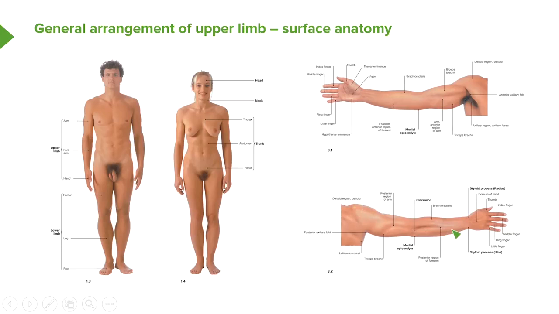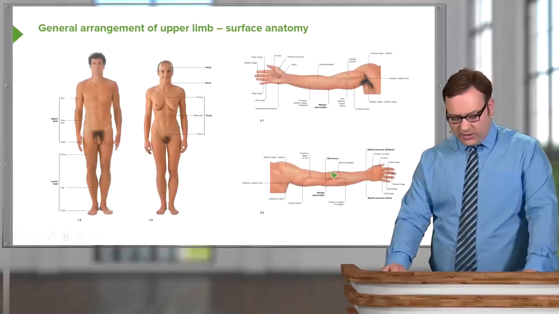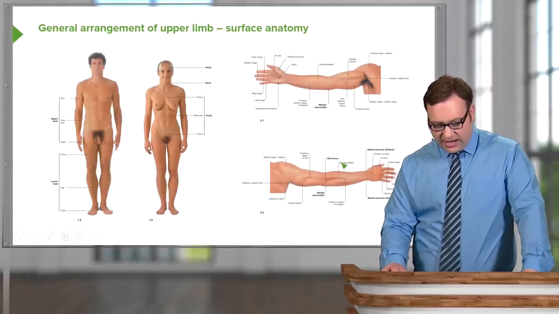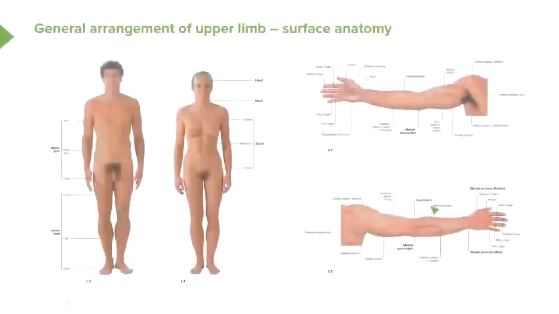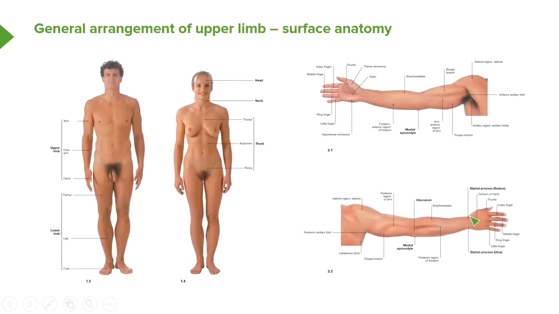Once again, if we move into the forearm, we can see this posterior aspect here, and again on the lateral aspect, running along the same side as the thumb, we can see brachioradialis. If we pass to the hand, once again we can see the thumb, index, middle, ring and little fingers that make up the digits, and we can see this dorsum of the hand.